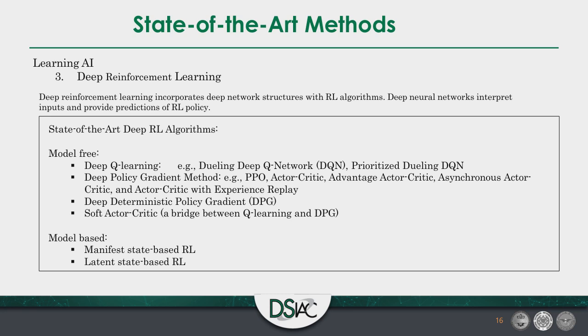Again, this is just some of the state-of-the-art methods in reinforcement learning, and these are algorithms or variants of the reinforcement learning formulation. Some of the top models are the deep Q learning, which include double deep Q networks or DQN, prioritized DQN or DDQN, deep policy gradient methods like PPO, proximal policy optimization, actor-critic, and actor-critic with experience replay. There are also deterministic policy gradients or DPG, soft actor-critic, which is a bridge between Q learning and DPG. These are all examples of the state-of-the-art model-free algorithms. The model-based are the manifest state-based reinforcement learning algorithms and the latent state-based reinforcement learning algorithms.